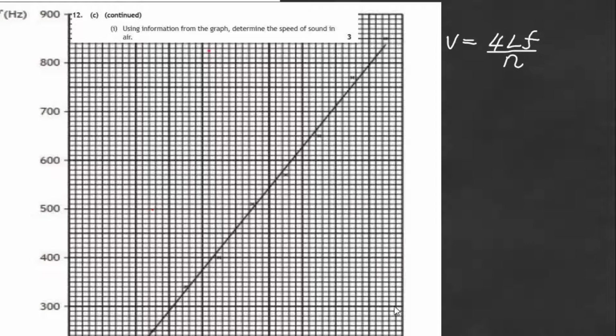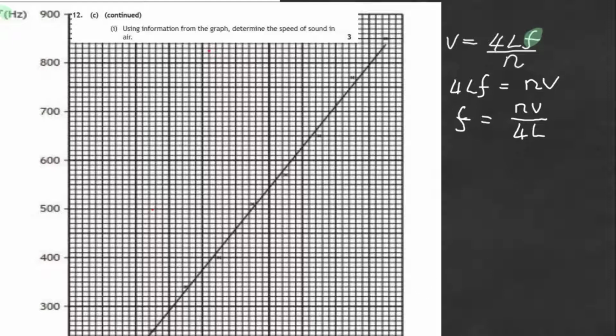Now, because we've got frequency on this side and also frequency up here on the y-axis, it's a good idea to make frequency the subject of this expression. So we cross multiply, and we get 4L times the frequency equals nV. We want to get F on its own, so we divide through by 4L, and we get frequency equals nV divided by 4L, and that's exactly what we have on the bottom part of the graph. We have n over 4L.